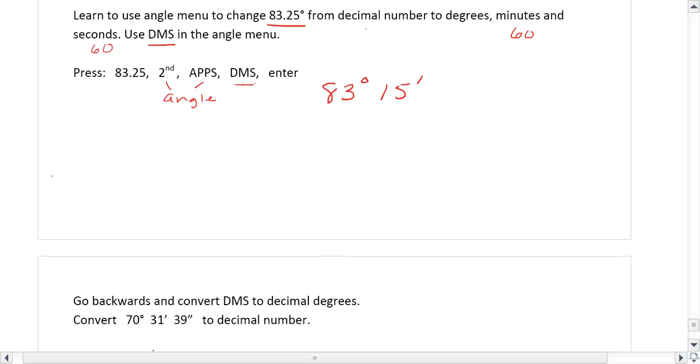So if you want to try one that actually has seconds on it, you could try entering 8.8725 degrees, and then punch second apps to get angle, and then do degrees, minutes, seconds. And if I did this right, the display should be 8 degrees, 52 minutes, and 21 seconds. So try that.